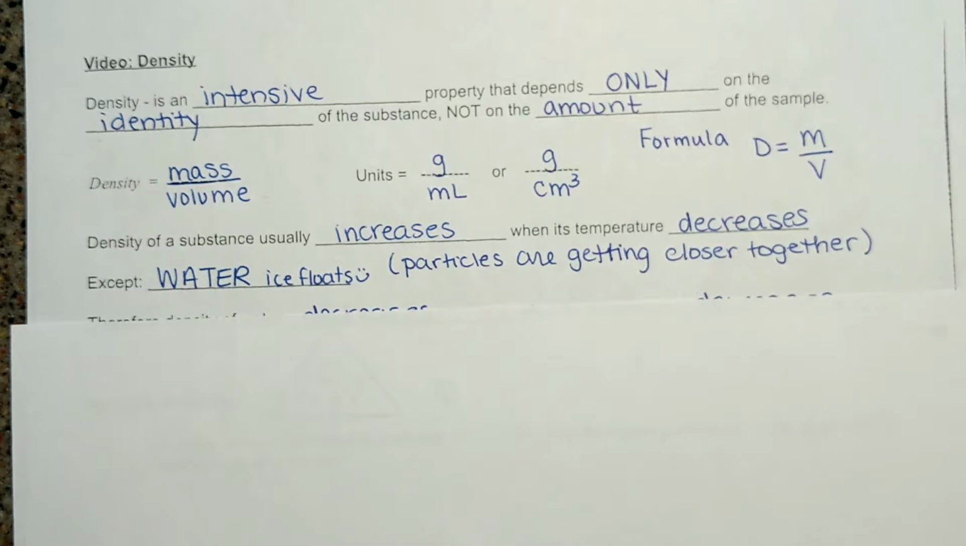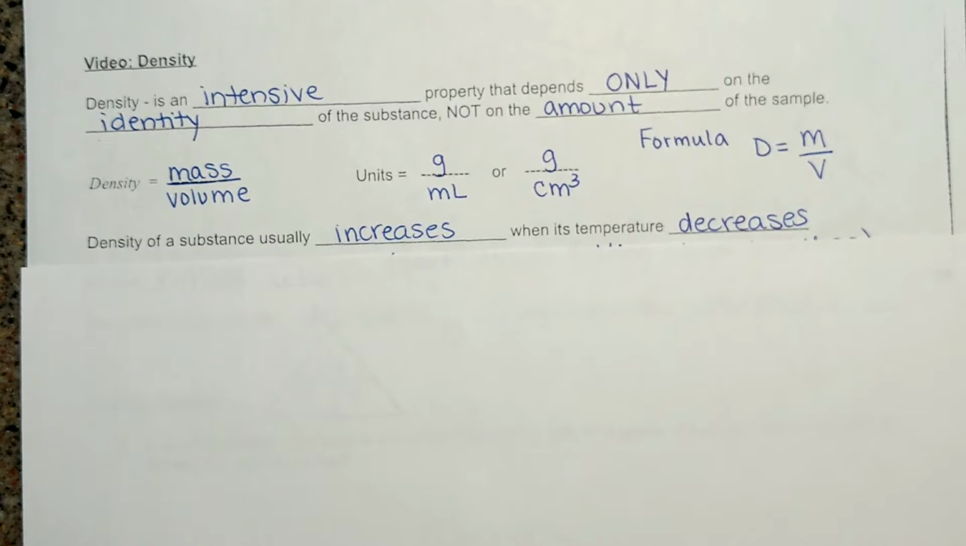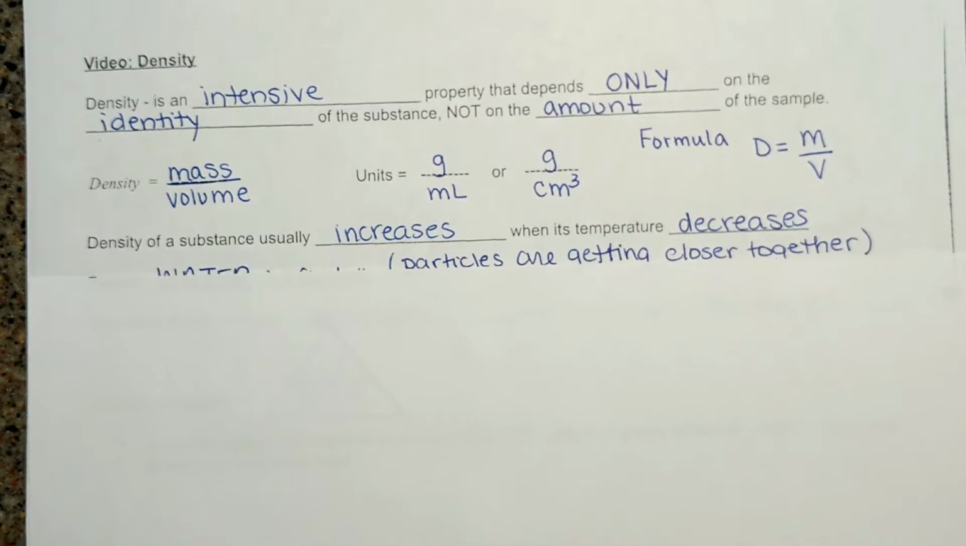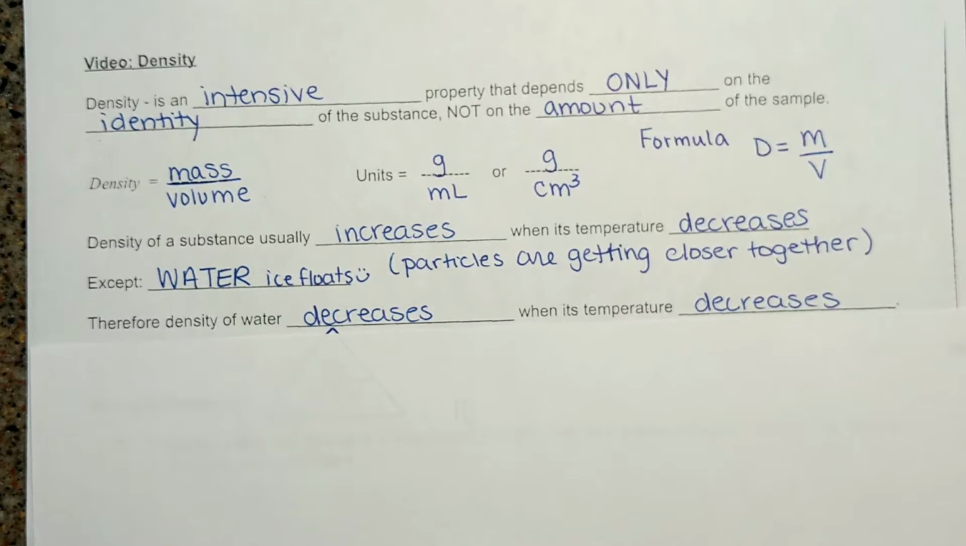Looking at a relationship between density and temperature, typically the density of a substance increases when the temperature decreases. This is because particles are getting closer together as their kinetic energy decreases or their temperature decreases. However, this is not the case for water, as we know that ice floats. Therefore, the solid form of water is less dense than its liquid form. This means that the density of ice is less than the density of its liquid water. So the density of water is actually going to decrease when its temperature decreases. And for that, we're thankful, otherwise much of the processes that we depend on for life wouldn't happen.